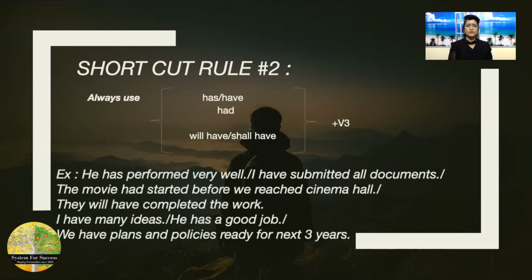Now, sentences in front of you are, he has performed very well. I have submitted all documents. The movie had started before we reached cinema hall. They will have completed the work.